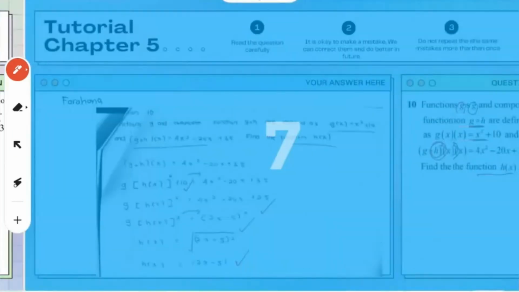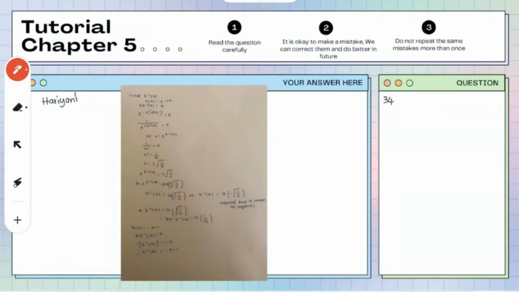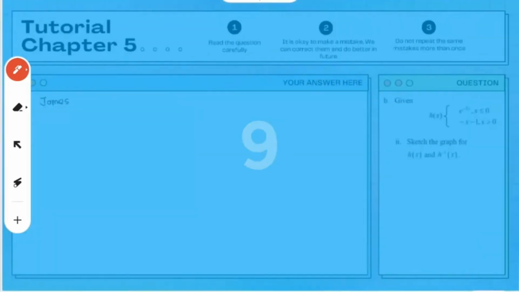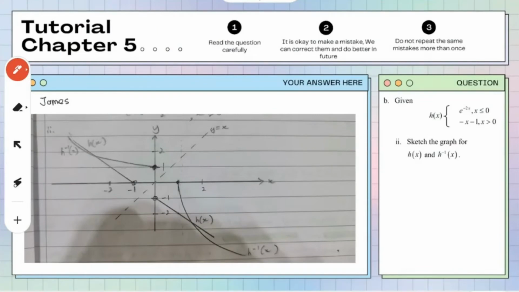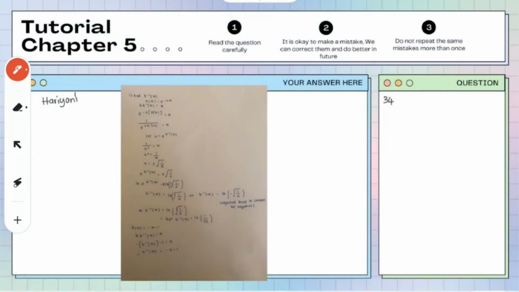Now, question number apa pula? Kita go to question number 34. Kenapa hilang pula dia punya soalan dekat sini. Kejap. 34B1. Hilang dah soalan dia. 34B1 soalan dia pasal cari inverse function kan?